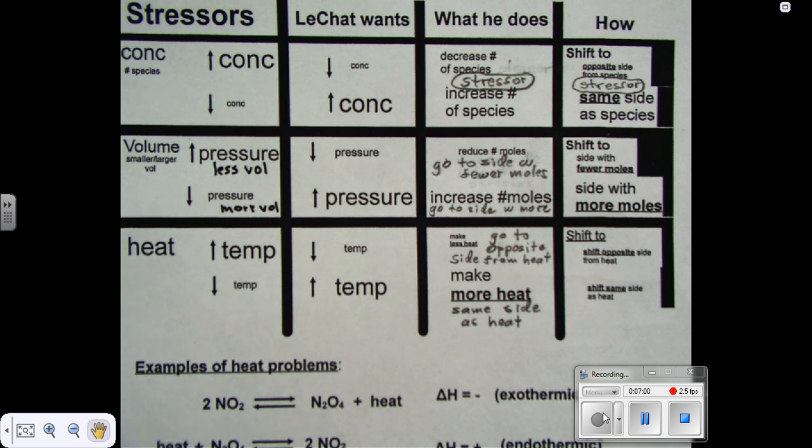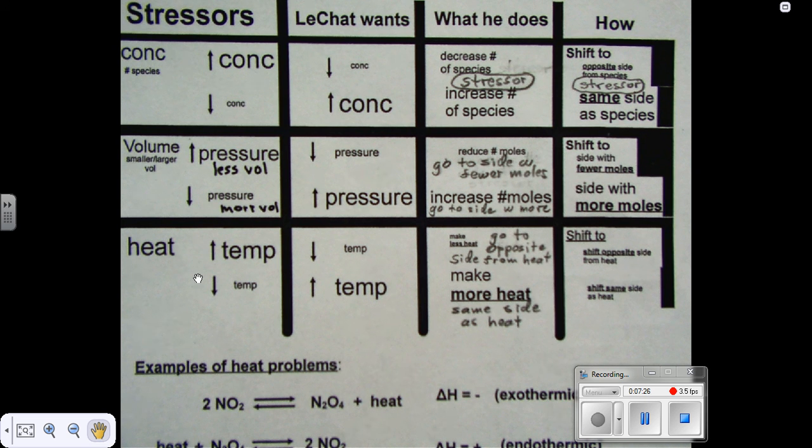Okay, what do we have? Right here, you see we're going to go to the side with more moles if we're trying to increase the pressure, if that's what Le Chatelier wants to do. And if we're trying to decrease the pressure, we're going to shift in such a way that we can go to the side with fewer moles. Now we found out that fewer moles was on the right side, which is why we had a right shift on the last problem with pressure.